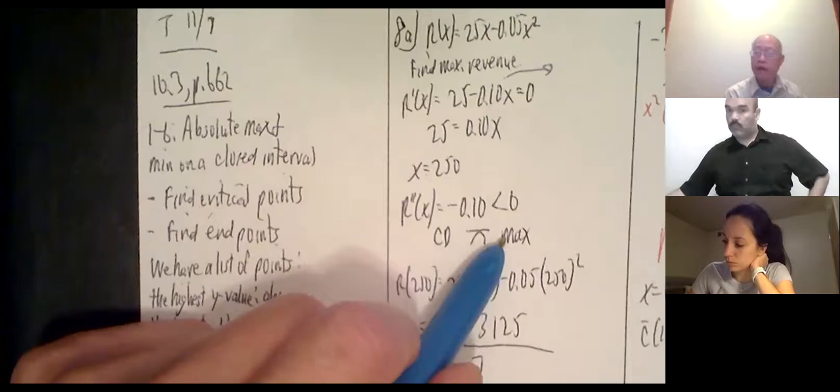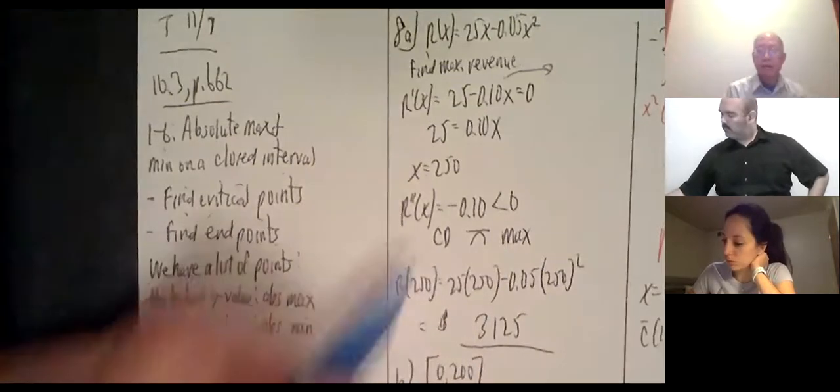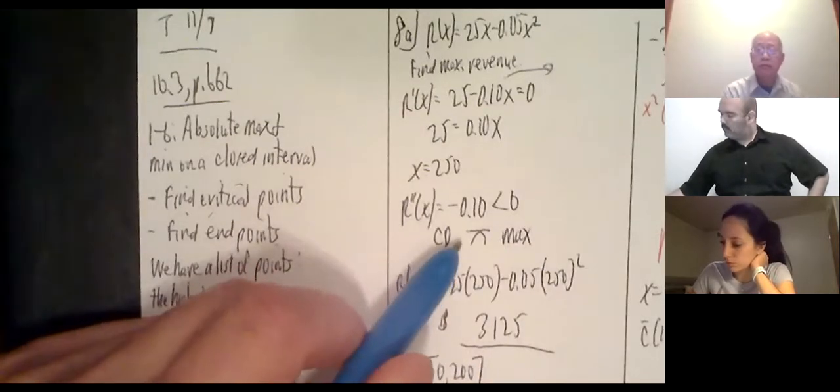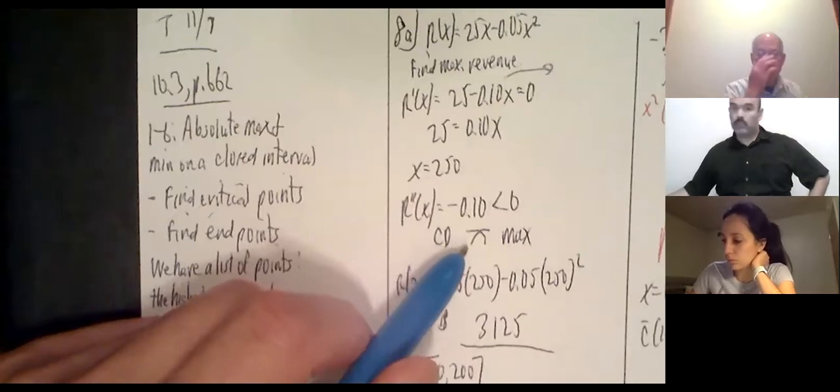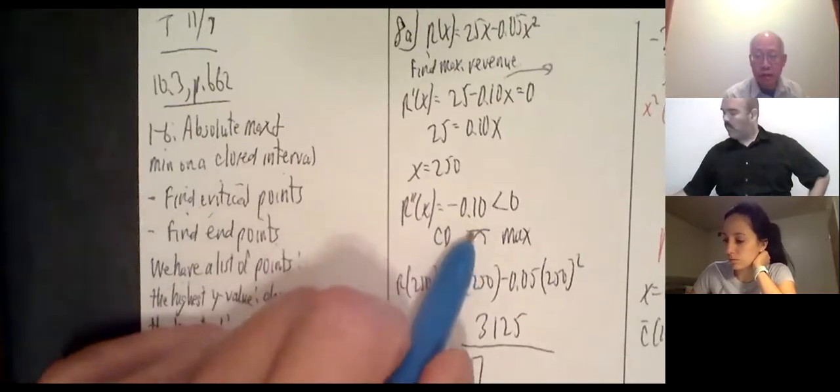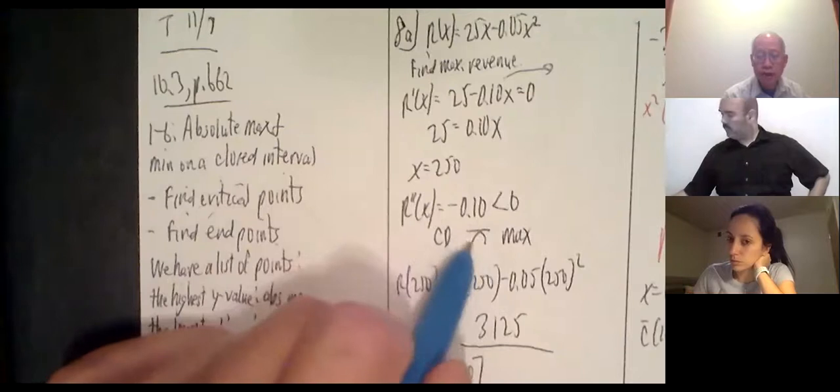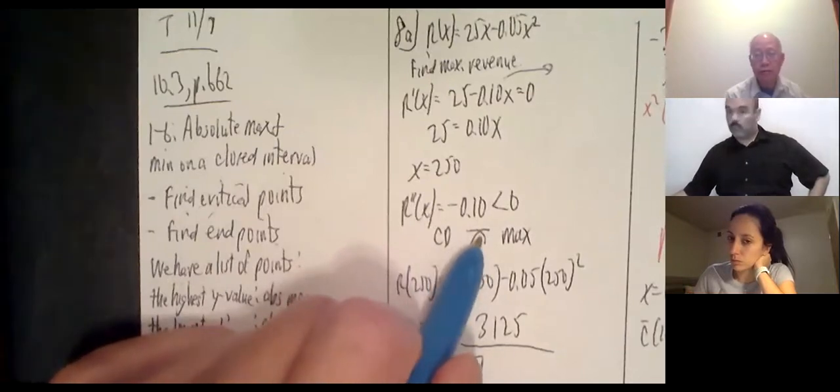And they won't try to trick you, and I won't try to trick you. If it's supposed to be a maximum, it comes out to be a maximum. If it's supposed to be a minimum, it'll come out to be a minimum. But this proves that you have a maximum because when the slope is 0, you have a concave down situation. So if you look at the picture, that means you have a maximum.